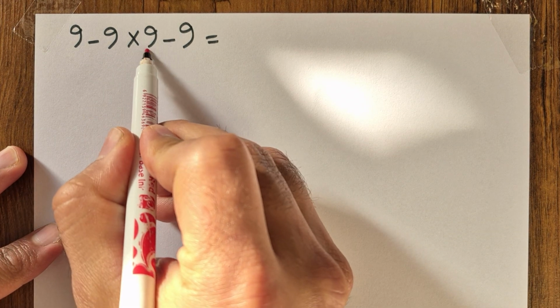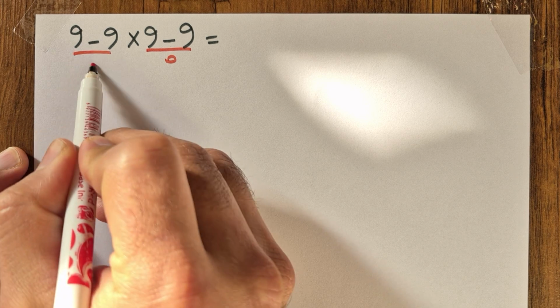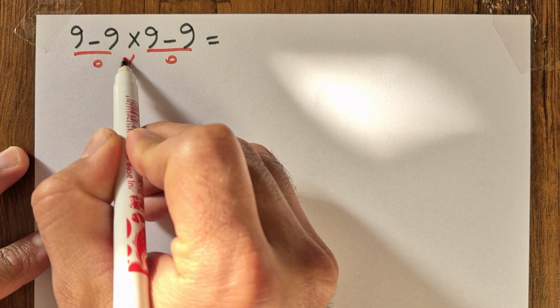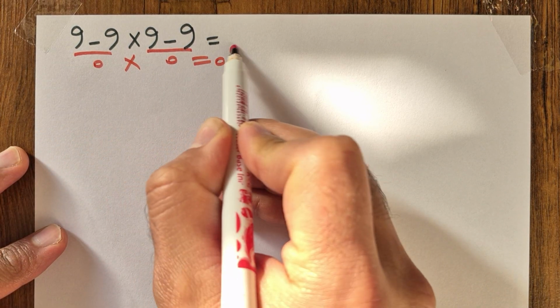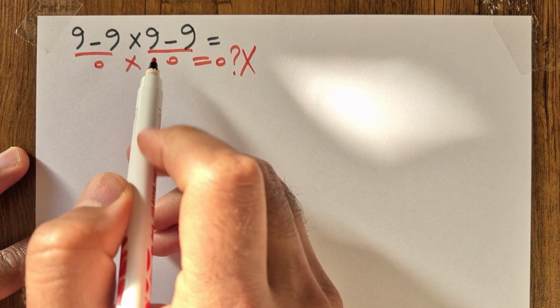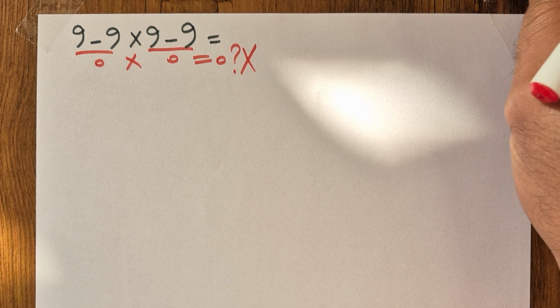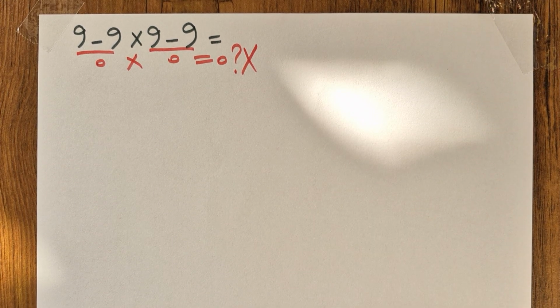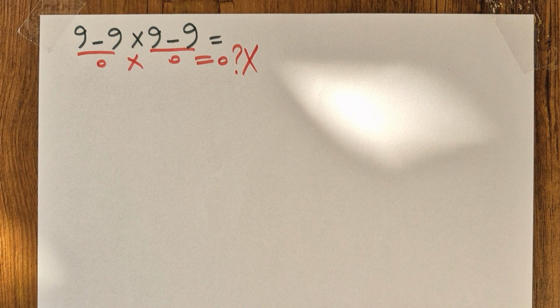9 minus 9 gives us 0. 9 minus 9 also gives us 0. And 0 times any number gives us 0. Unfortunately, this is the wrong answer for this expression because you fell for a big trap, hook, line, and sinker, and that's the order of operations.